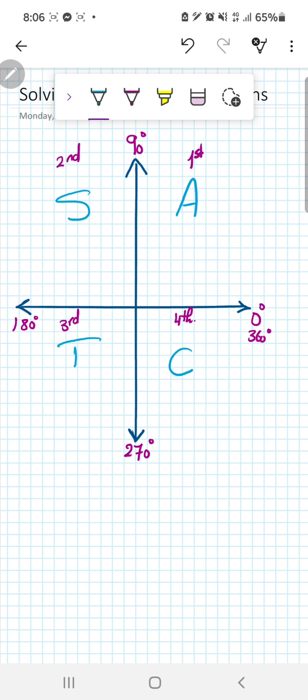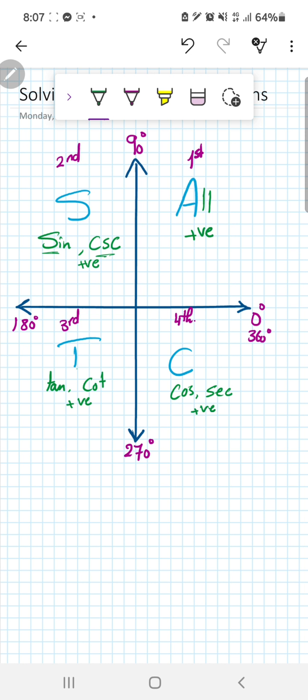Asterisk. We said here A means all are positive. Okay? Here S means sine and its reciprocal, which is cosec. Here T will be tan and its reciprocal cotan. Here C is cosine and its reciprocal sec. So here we have all are positive. In the second quad, sine and cosec only are positive. In the third quad, tan and cotan only are positive. In the fourth quad, cosine and sec are positive.